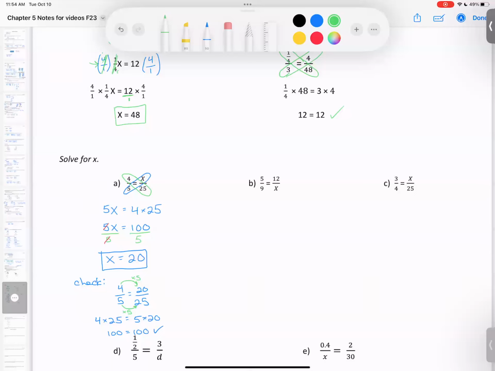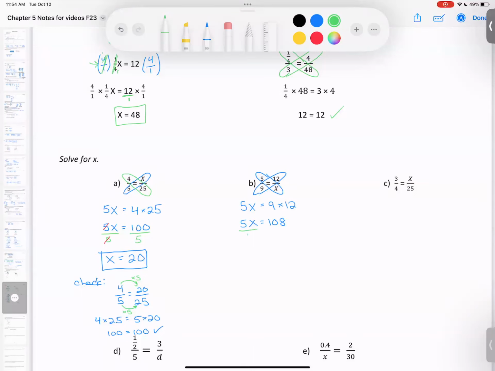All right, so hopefully you had a chance to try these next two. Let's do them together. So I'm going to do the cross product here. And so another way to write this is 5 times x, or 5x, equals 9 times 12. So 5x equals, what's 9 times 12? So it's 108. So now I know what 5 x's are. I want to know what just one x is.